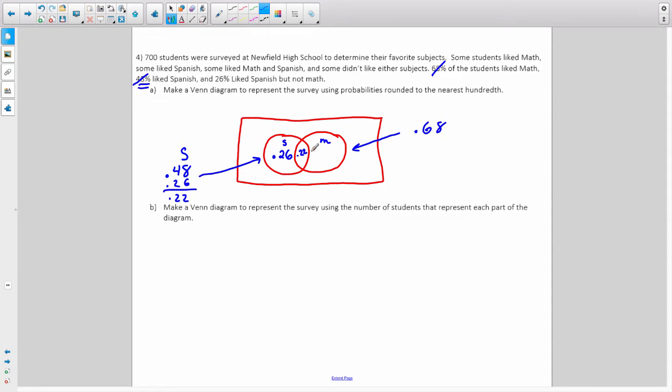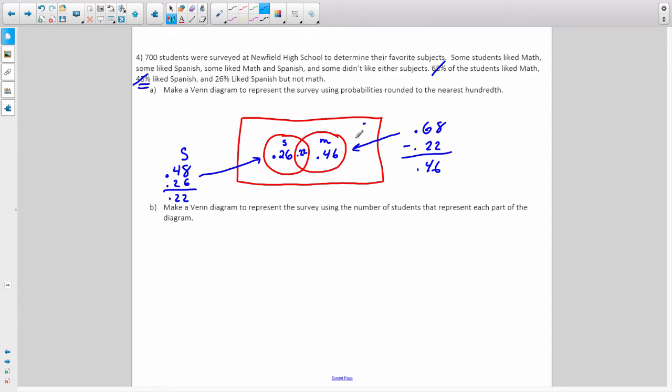Now working the other way, you've got this 68 math, and 22% happen to also like Spanish. So let's see who are just the math-only people. Let's take away those people who are doubles, who like both, and we get 46. So that goes there.